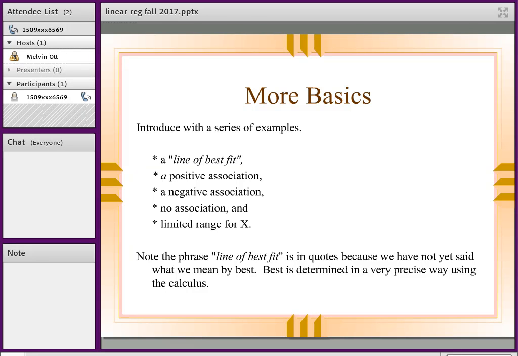All right, here are the cases that I'm going to talk about. We're looking for a line of best fit, and the first example or picture I'm going to show is one where there's a positive association, a positive slope. Second one is a negative association. Third example will be no association, and then that fourth one will be one of very limited range. The line of best fit, still in quotes, because we haven't said what it means yet.